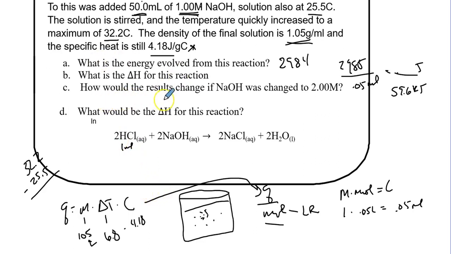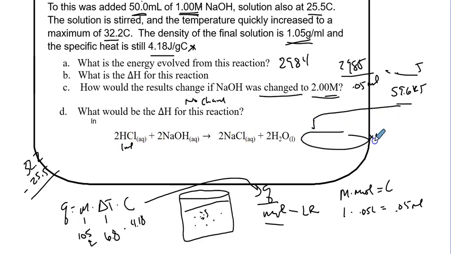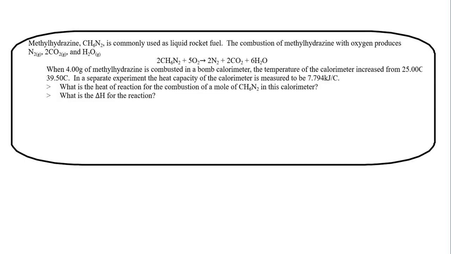All right, how would results change if 2 molar NaOH was used? And the answer is, well, no change. Because then the NaOH would just be in excess, and the HCl would be limiting. Well, what would be the delta H for this reaction? This we just did for 1 mole, now we're putting 2 moles through, so it would be this guy just times 2. All right, so good examples there.